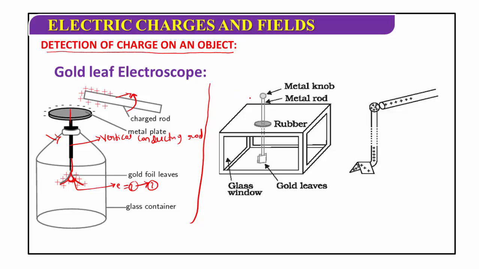It is the device which is used to detect the charge on a body, the gold leaf electroscope. It is an instrument used to detect the charge on a body. It consists of a vertical metal rod inserted in a box. This is the glass box.